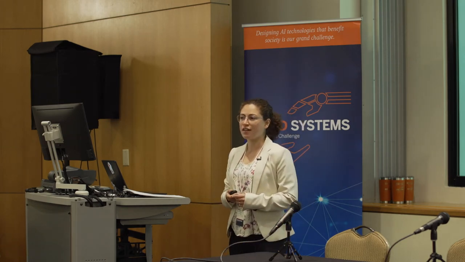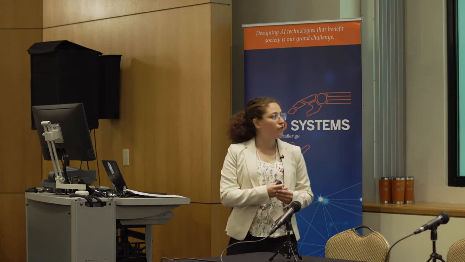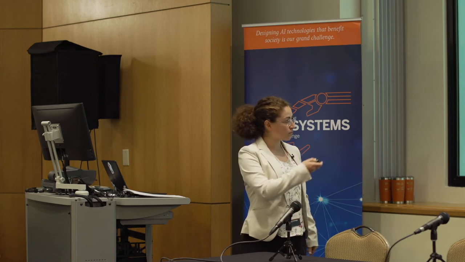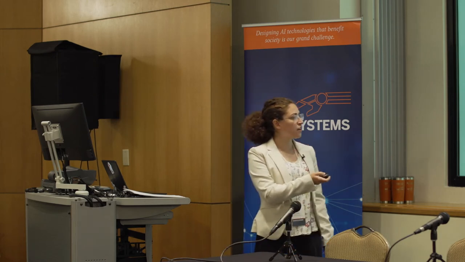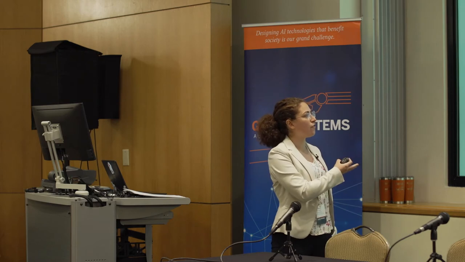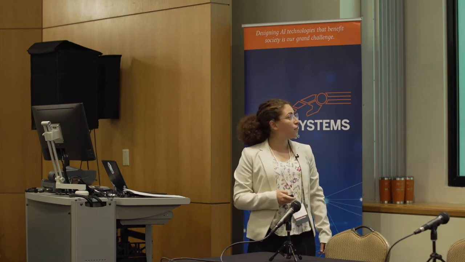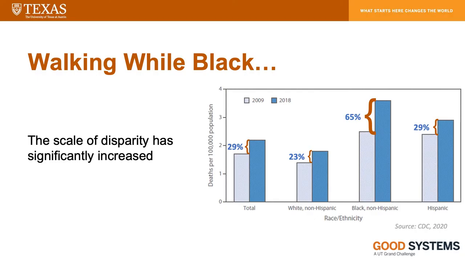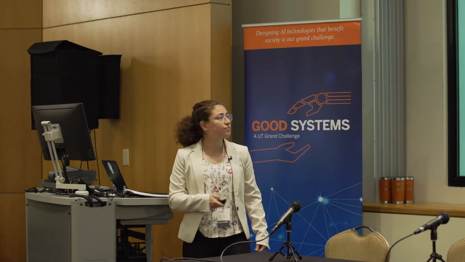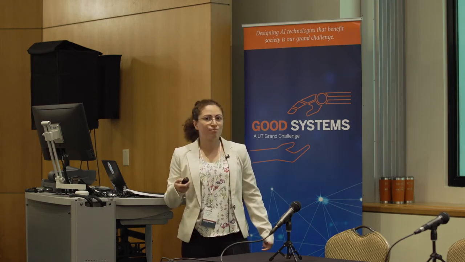And this brings me to my second observation, which is that racial minorities are overrepresented in the pool of pedestrian fatalities. For example, here we can see that Black and Hispanic pedestrians are at a higher risk, or have a higher death rate, compared to the national average or the white pedestrians. And in addition to that, a third observation is that the scale of disparity has significantly increased with time. The overrepresentation of minorities in the pool of pedestrian fatalities, the gap, is just increasing with time. And this means that something is happening.